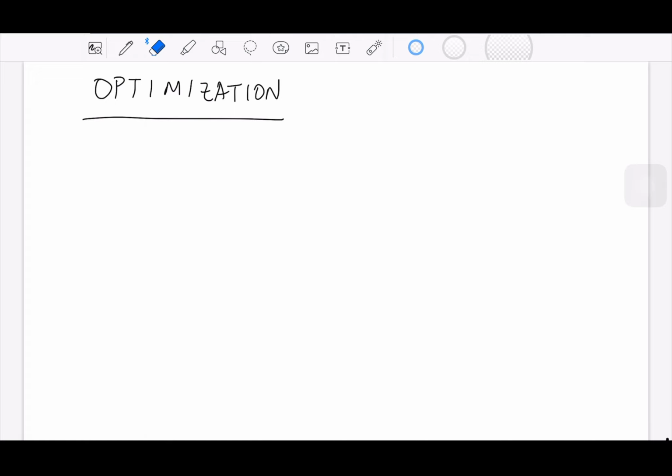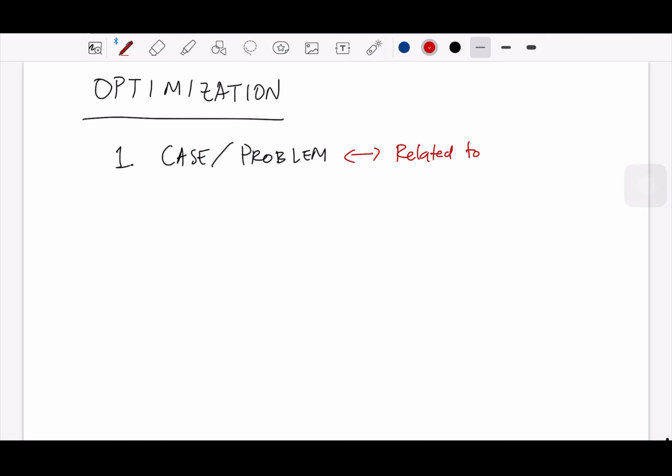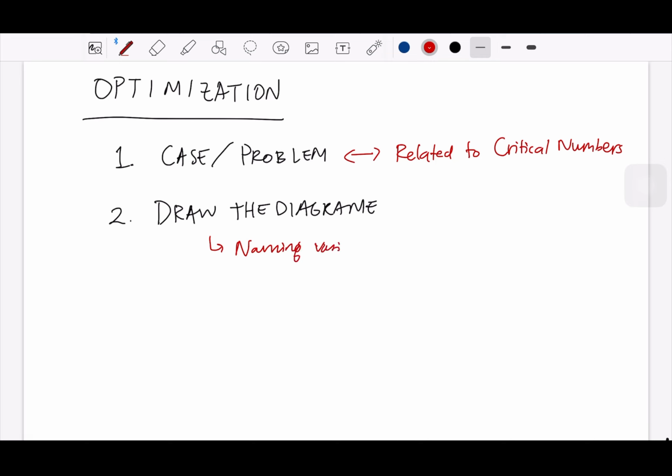Okay, so optimization. Of course, the first thing, we will have a case or problem, and this is always related to critical numbers. Always. The second thing, to understand the problem, sometimes you need to draw the diagram and name the variables. Three is find the relation, formula, or models.